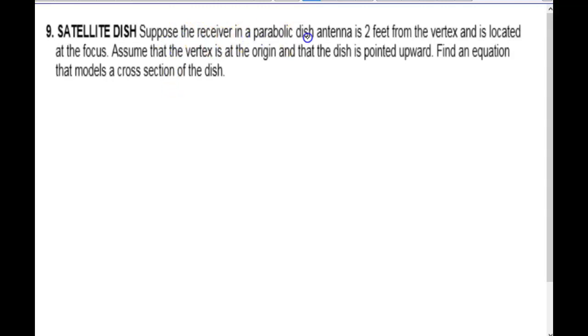Suppose the receiver in a parabolic dish antenna is 2 feet away from the vertex. So what did we discuss when we talked about these in the applications? If this is the vertex, the receiver is also at the what? Focus. And it says it's 2 feet away. Okay, so that means p is 2. Everybody good with that concept?